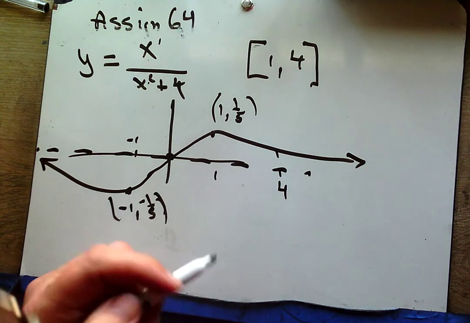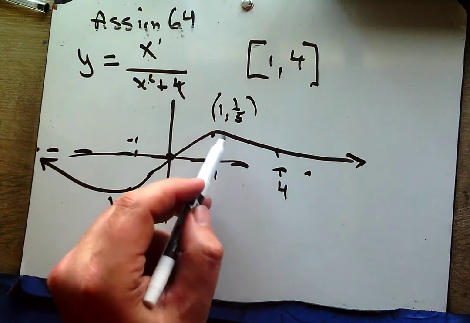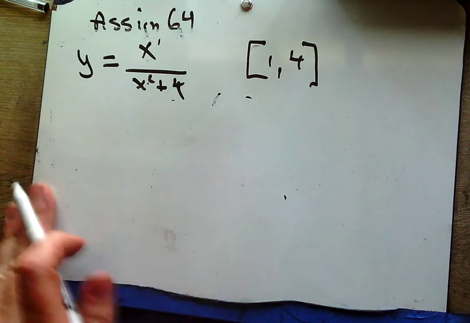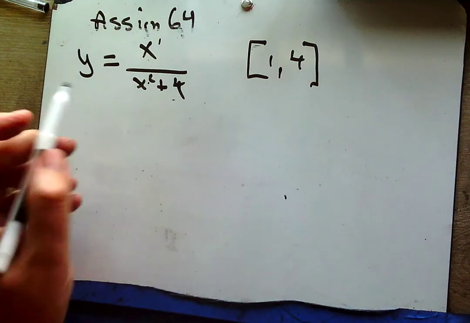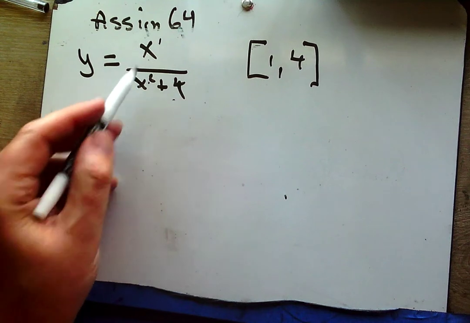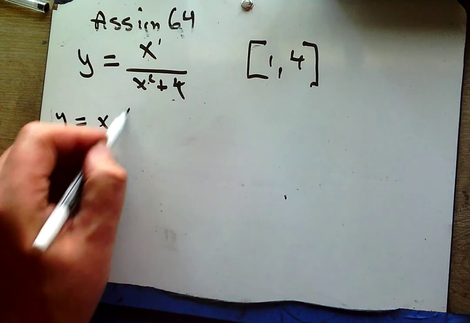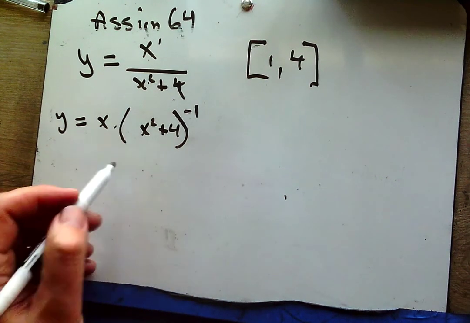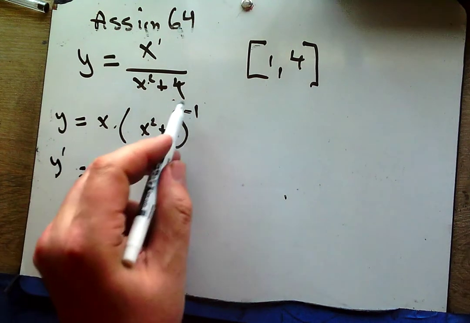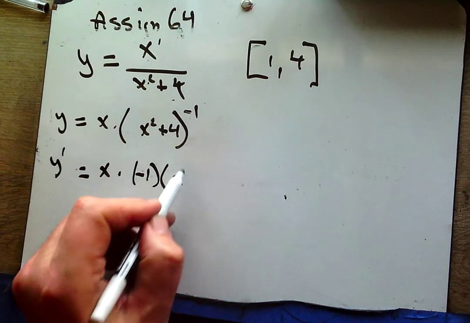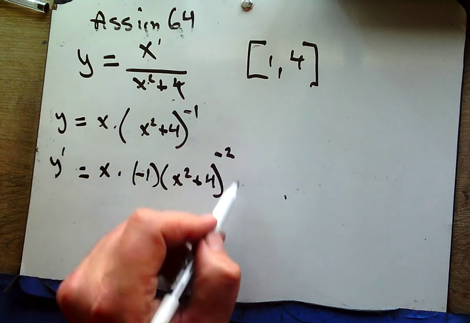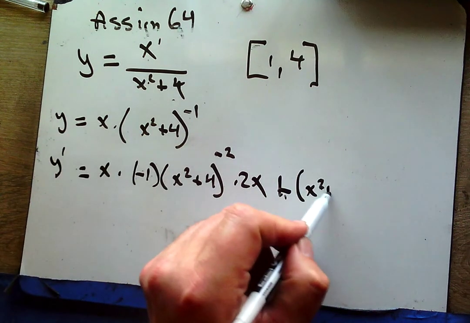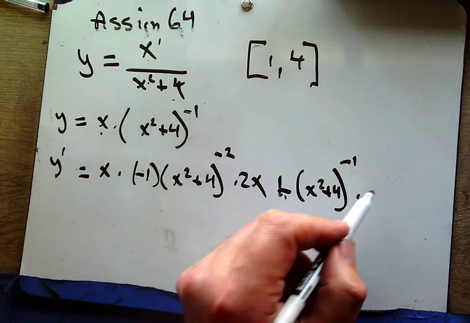Well, do you see any undefined slopes here? I see a bunch of negative slopes on my drawing. Let's algebraically take a look at slopes here for a second. Okay, so this is either quotient rule or chain rule with a product. I think I'm going to do it this way. y prime is x times, bring that down, negative 1, x squared plus 4 to the negative 1, don't forget to subtract 1, times the derivative in here, 2x, plus this, x squared plus 4 to the negative 1, times the derivative of that.